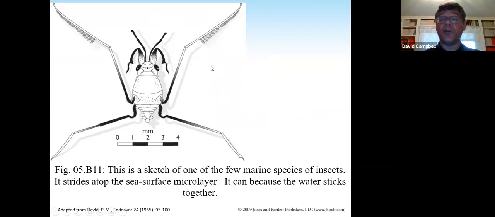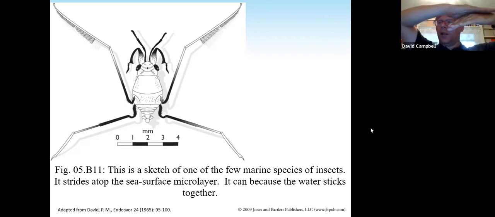It can skate on the surface because of surface tension, again, the attraction between the water molecules. That means that if water molecules can stick together, light enough weight can skim along the surface and not sink in.